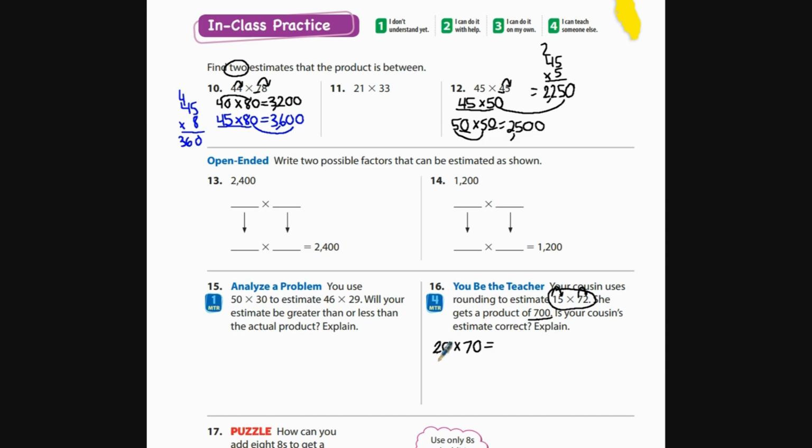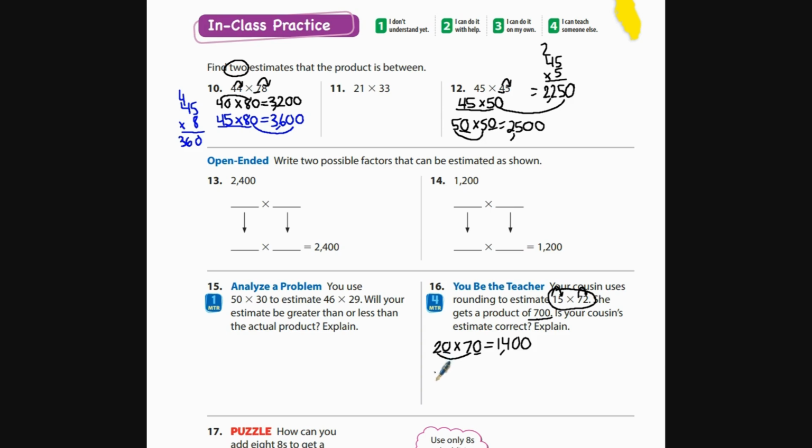And now I'm going to multiply. 2 times 7 is 14. And add 1 and 2 zeros. Well, it's not really 100% correct yet because I rounded it to 20 and the other one I rounded to 70. You know what? Let's use compatible numbers. Maybe she did it like that.